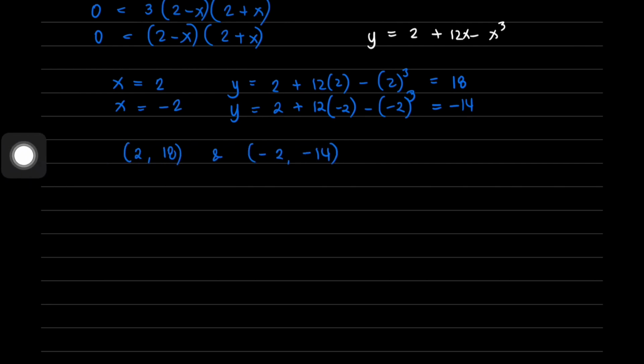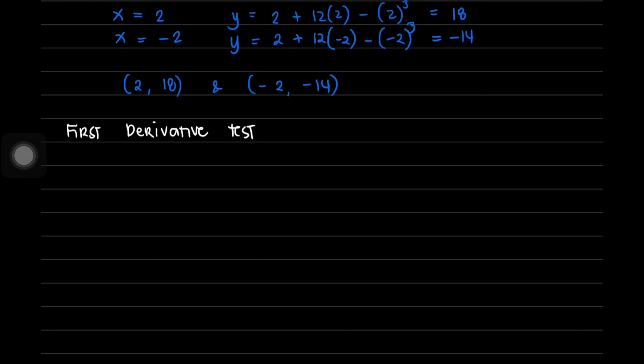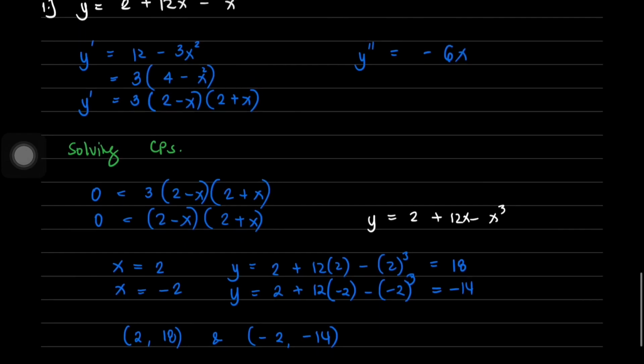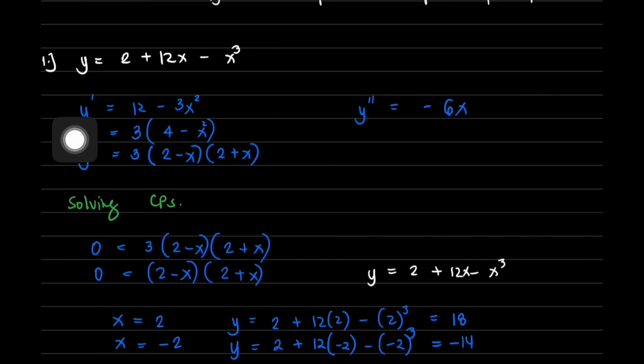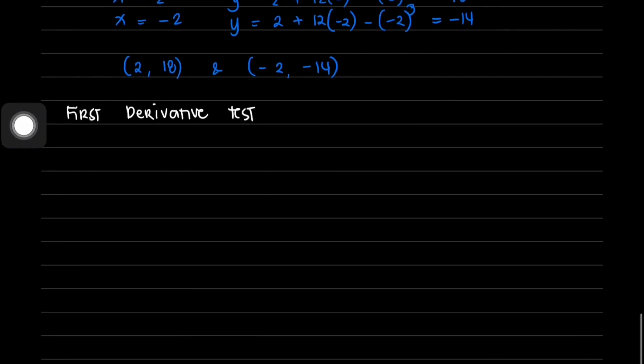And to do that, we're going to perform the first derivative test. Now, how are we going to perform the first derivative test? In here, we're just going to take the expression of the first derivative, and the first derivative was solved to be y prime equals 12 minus 3x squared. So let me just rewrite the first derivative here. Y prime equals 12 minus 3x squared.